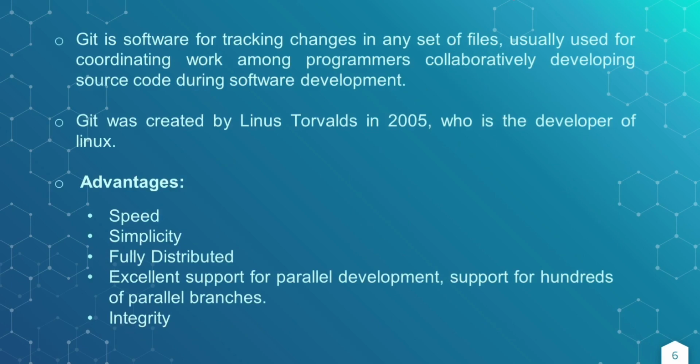So, Git is software for tracking changes in any set of files, used for coordinating work among programmers developing source code during software development. Git was created by Linus Torvalds in 2005, who is the developer of Linux. Some of the advantages of Git are its speed, simplicity, and fully distributed system, and it supports parallel development, and an integrity feature is included, and so on.